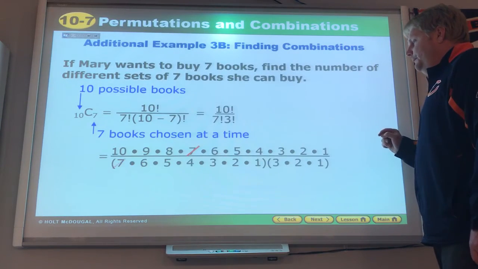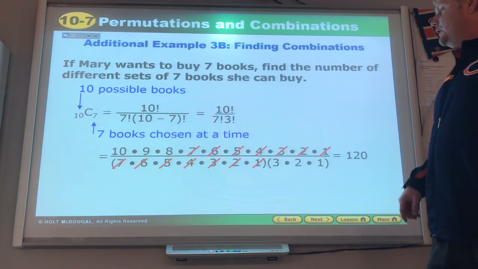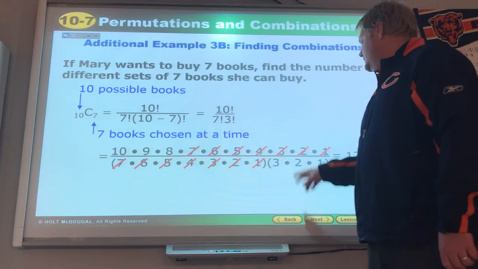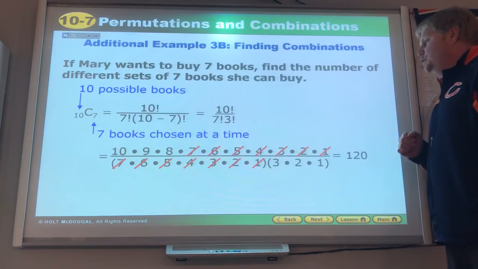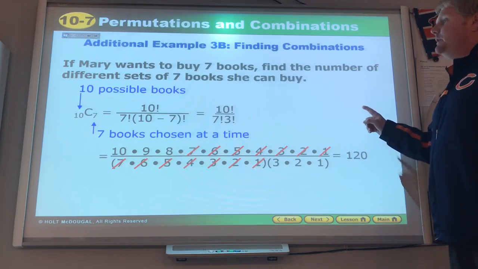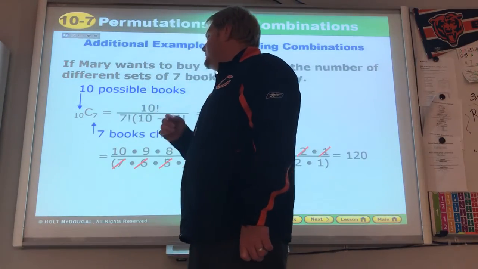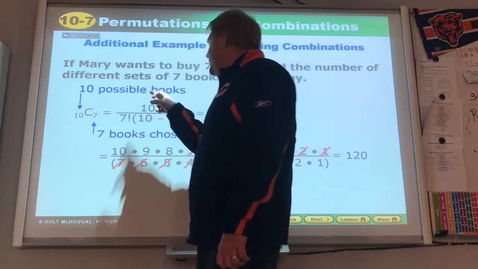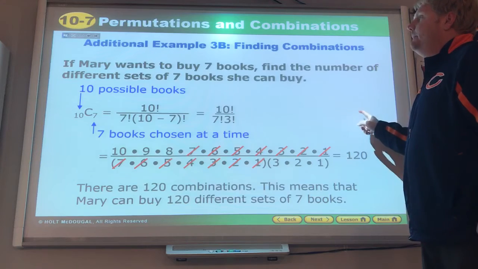We write them all out. We cross out what we can get rid of. All right. We have 10 times 9 times 8 divided by 3 times 2 times 1. So we get 120. Okay. Possible books, books chosen at a time. And it shows you right how to put them in. All right. Because it goes in the same way every time.